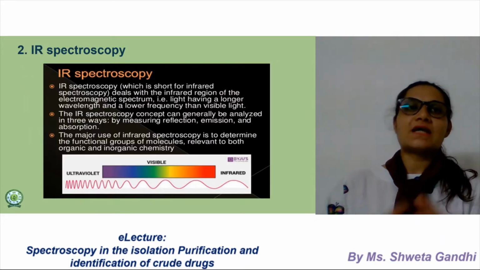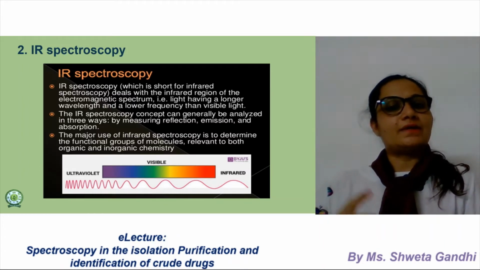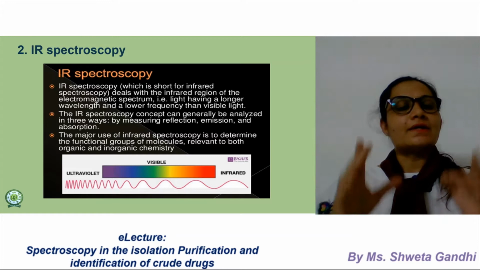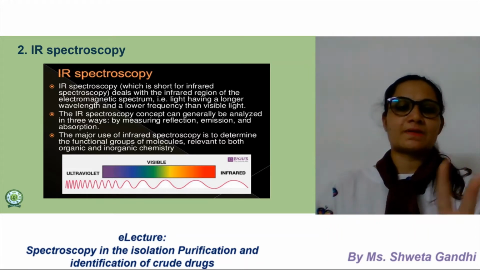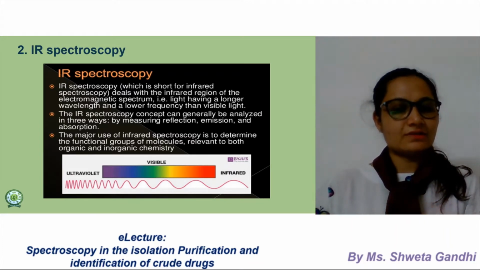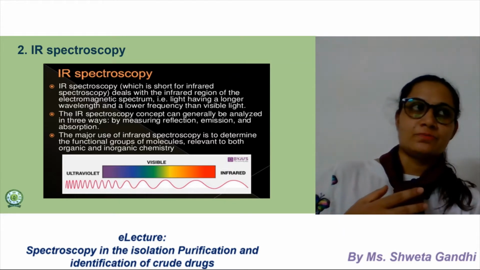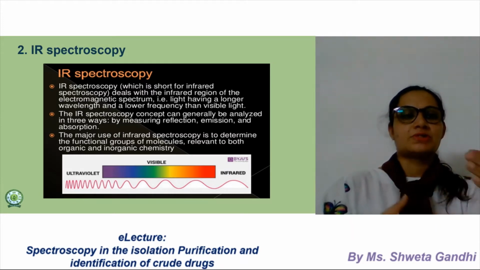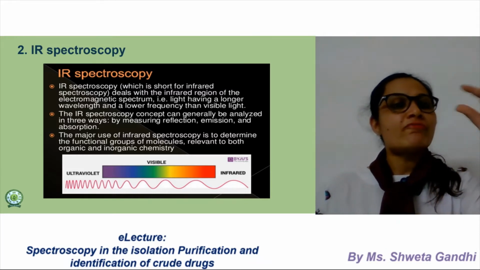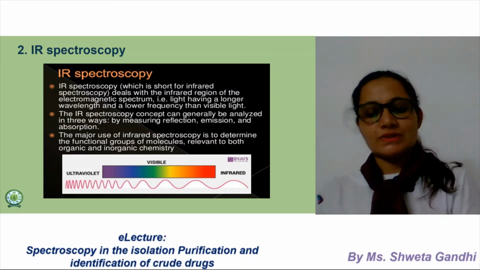Now, next comes IR spectroscopy. IR means infrared spectroscopy, and infrared spectroscopy also depends on electromagnetic radiation, and the main three ways by which IR spectroscopy can generally be analyzed are measuring reflection, emission and absorption. This spectroscopy is generally, as I have already explained before, based on absorption and emission. These two are the main criteria, and the major use of IR spectroscopy is to determine the functional groups of the compound. Whenever we want to determine the functional group of a compound, we can use IR spectroscopy.